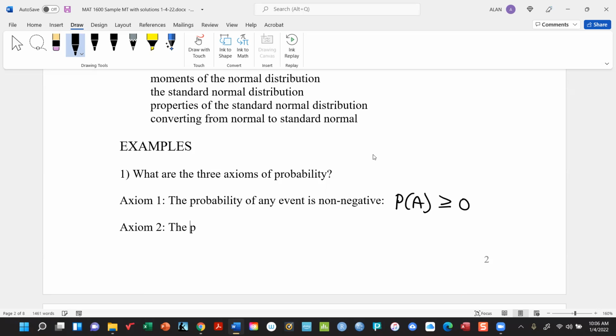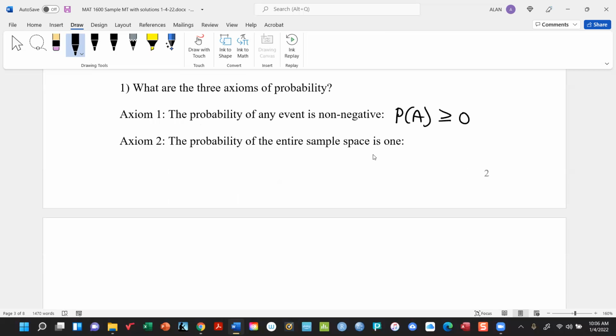Number 2, the probability of the entire sample space is 1. And then for that one, what you could have done alternatively, or you could do them both if you want, is write the probability of S equals 1. Okay, and that's all you need.